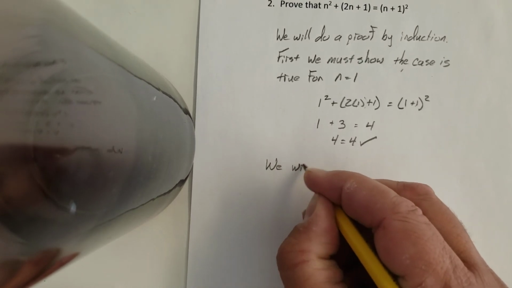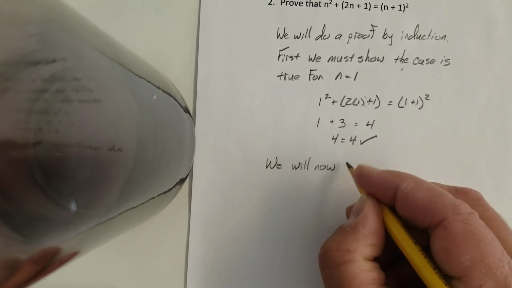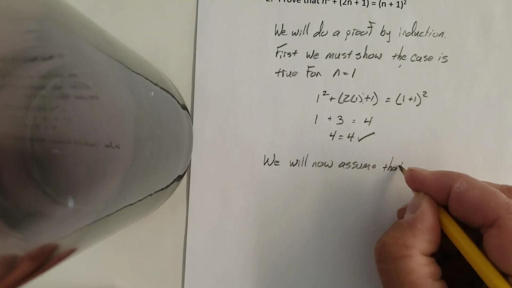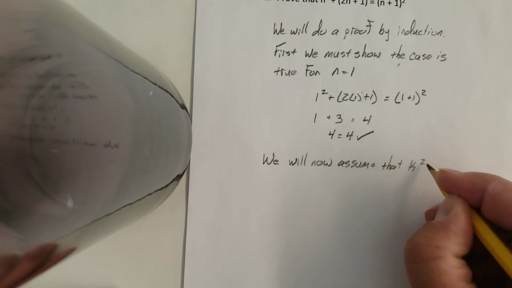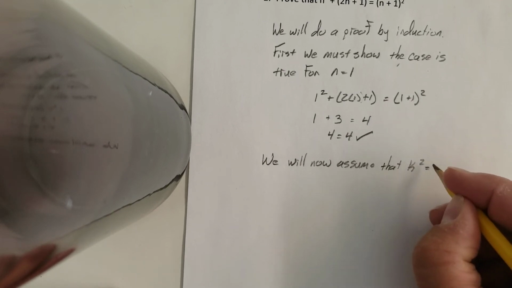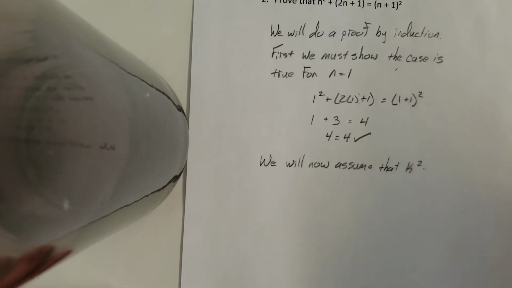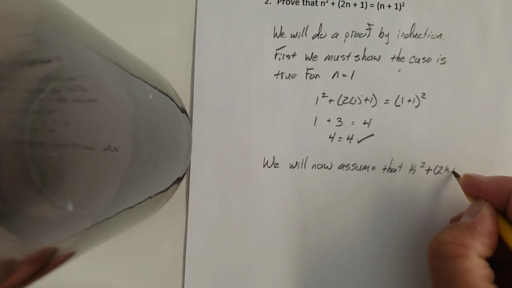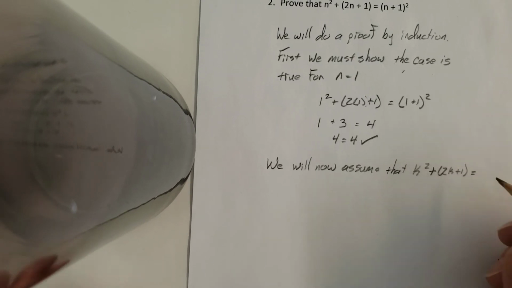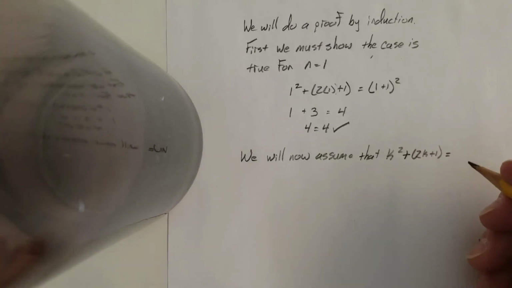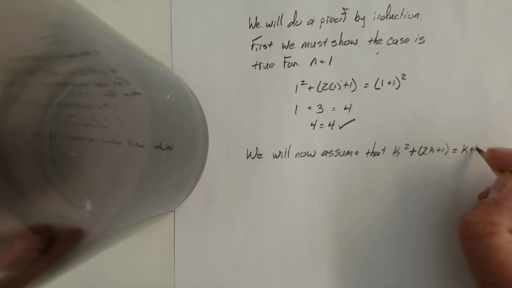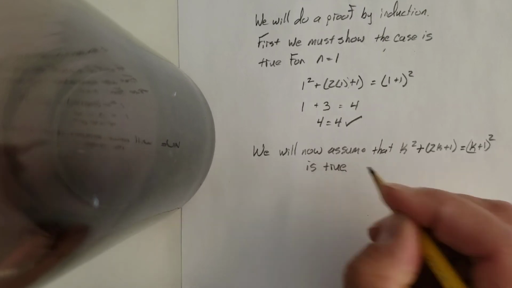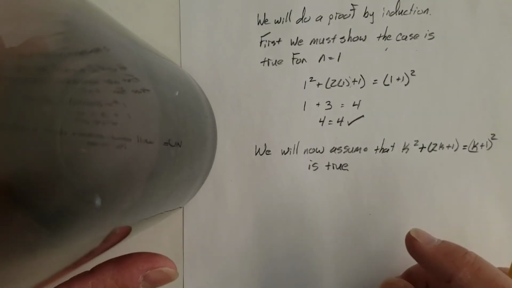we will now assume that, and all I'm doing is changing the variable, k squared plus 2k plus 1 equals k plus 1 squared is true. We assume that's true.